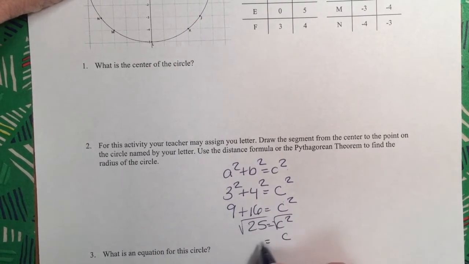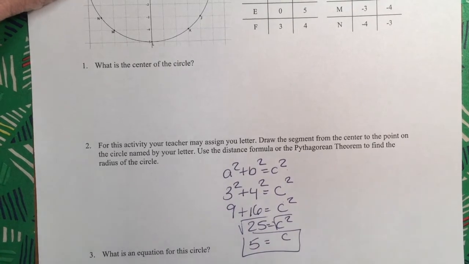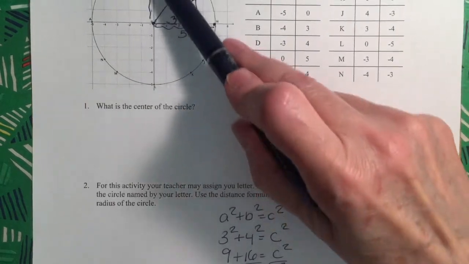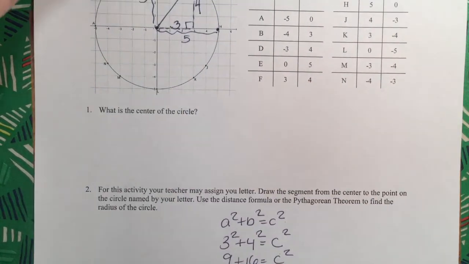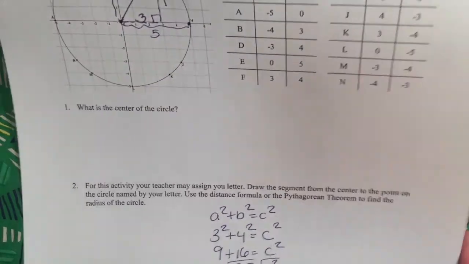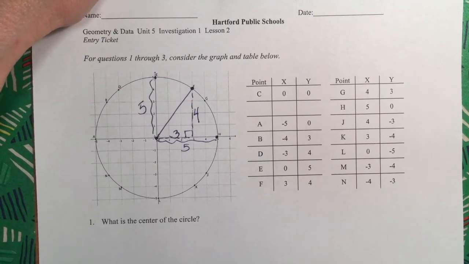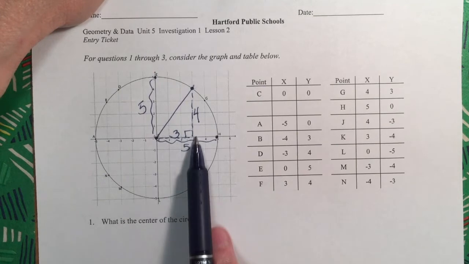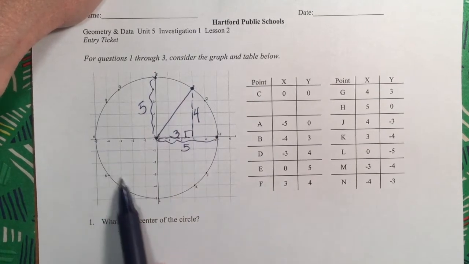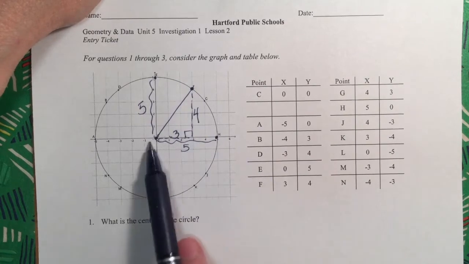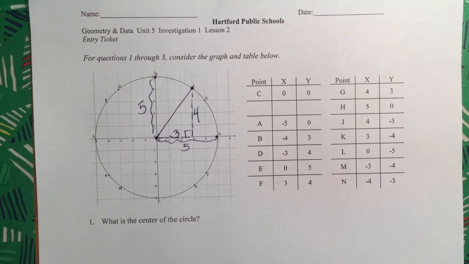Square root it, and c is 5, okay? So, big surprise, it's 5, 5, 5, 5, right? But that's why we're starting with a reminder of how the Pythagorean theorem works with right triangles. We're going to be doing a lot with circles where we look at those right triangles that are inside those circles, okay? So that's a little sneak preview of what we're going to be doing.